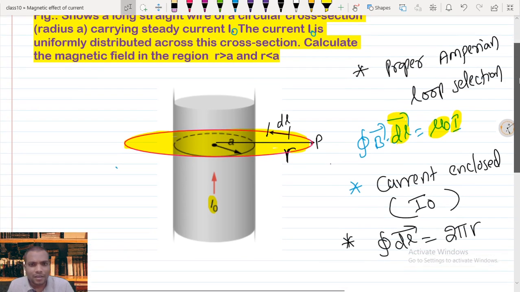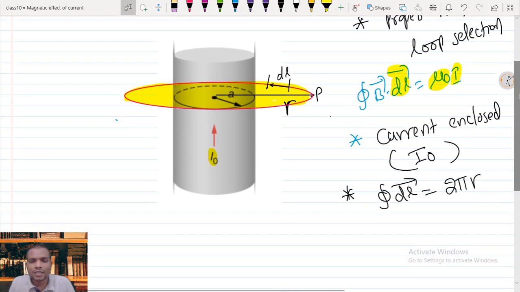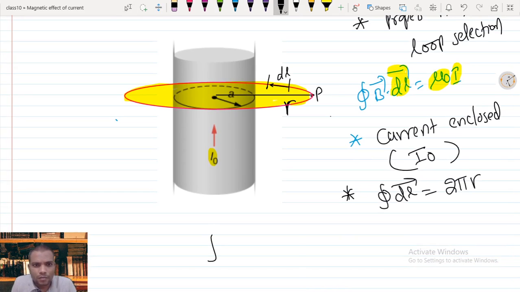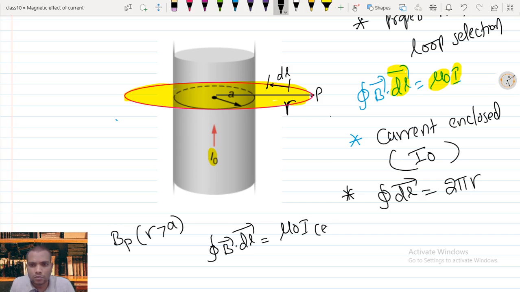Now straight away let us apply this in the given formula. The magnetic field at a point, B suffix P, which is at a distance greater than the radius of the conducting material. So closed integral B bar dot dl bar equals mu naught times the current enclosed.